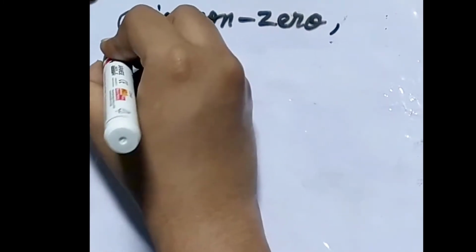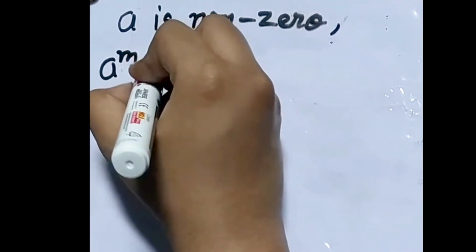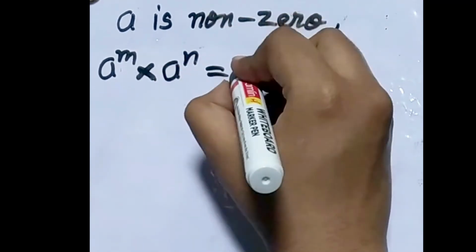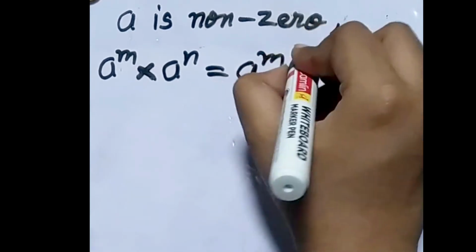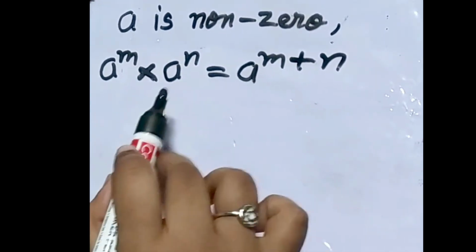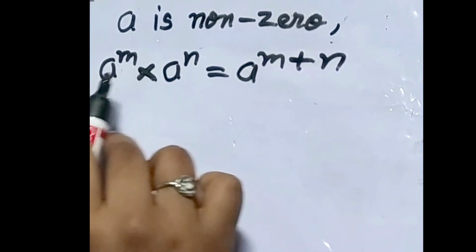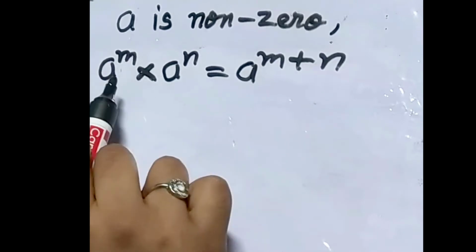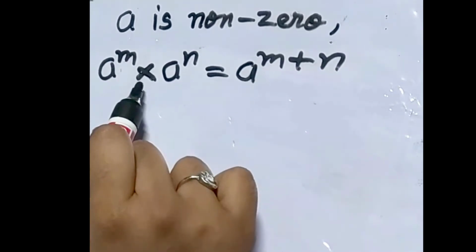a raised to m into a raised to n equal to a raised to m plus n. Okay, so this is the law. This means, see, here both the bases are the same. The base should be the same, that is a, and there is a multiplication sign in between.